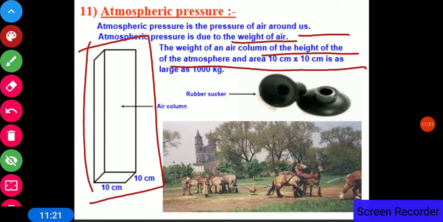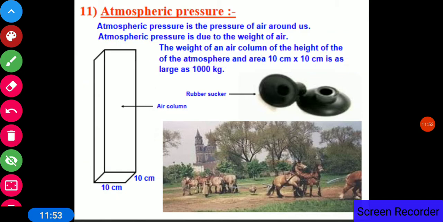So if you imagine an air column of area 10 by 10 centimeters, which is less than the scale you use, a small 6-inch scale is 15 centimeters, so less than that. If you consider the air column of the height of the atmosphere and area 10 by 10 centimeters, then the weight of the air is more than 1000 kg.